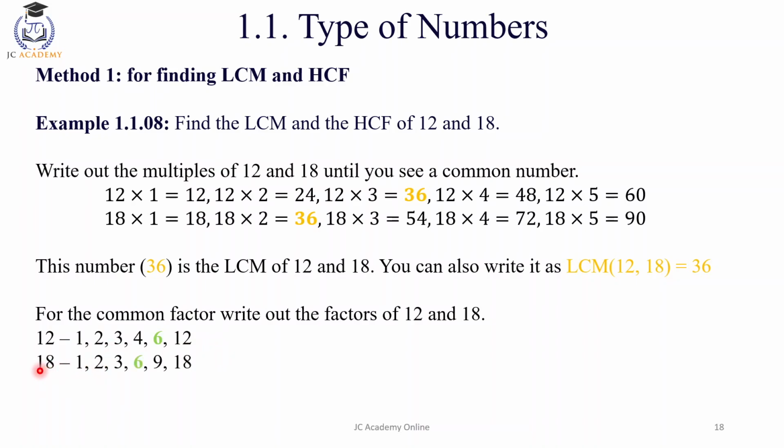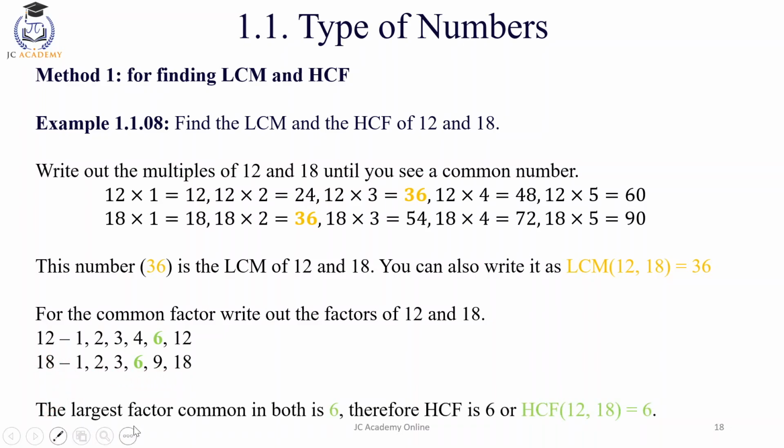What are the factors of 18? So we do 1 times 18 is equal to 18. 2 times 9 is equal to 18. 3 times 6 is equal to 18. Now the next number would be 6 times 3 equals 18, so we would have repeated ourselves. 3 times 6 and 6 times 3 is the same thing. So we would stop and we would write down that all the factors of 18 are 1, 2, 3, 6, 9, and 18.